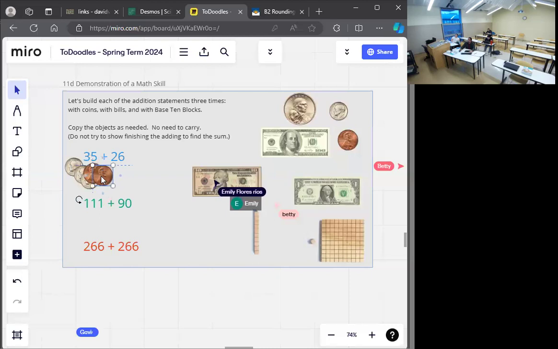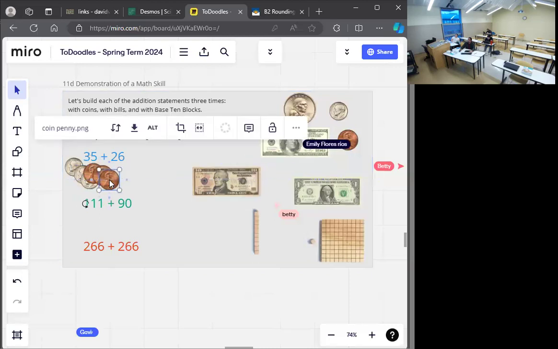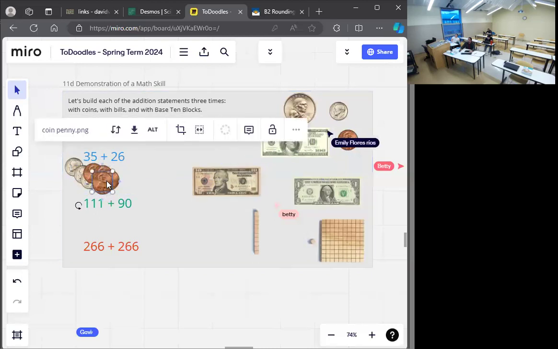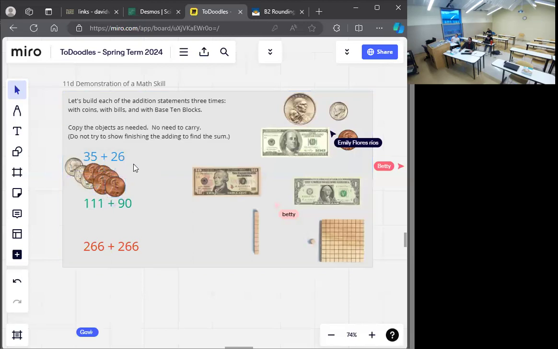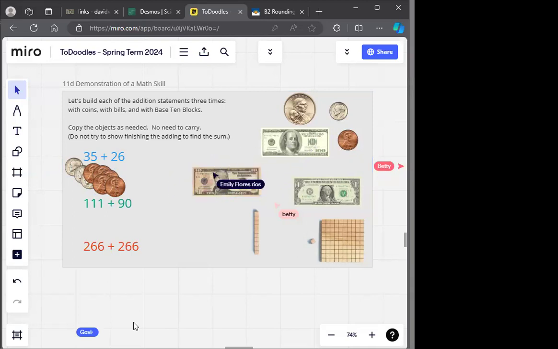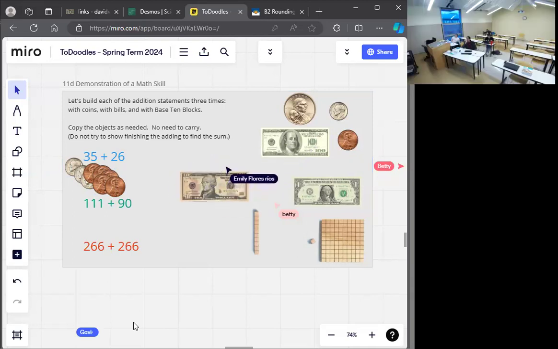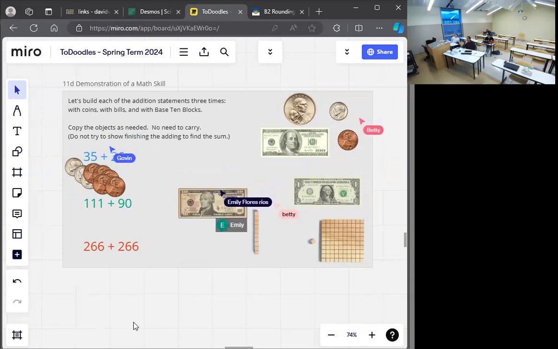31, 2, 3, 4. So I've made the 35. Someone else can make the 26. I'll try doing the blue since no one else is gonna. Okay, do 26 cents and then we'll have done the blue together.